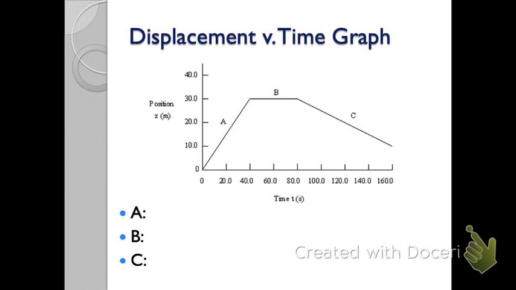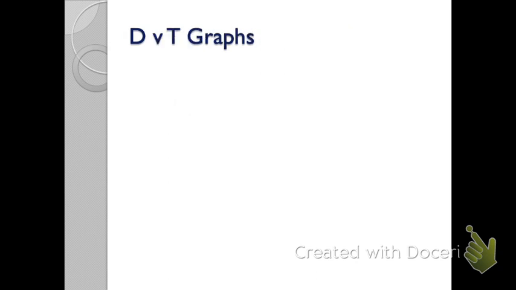It's a steeper slope. Good. What if I asked you at what part of my graph are they moving the slowest? What would you say? B. It has to be B, right? Because what are they doing at part B? They're not moving at all, right? So there's nothing could be slower than 0. Okay, so part B would be our slowest moving part there.